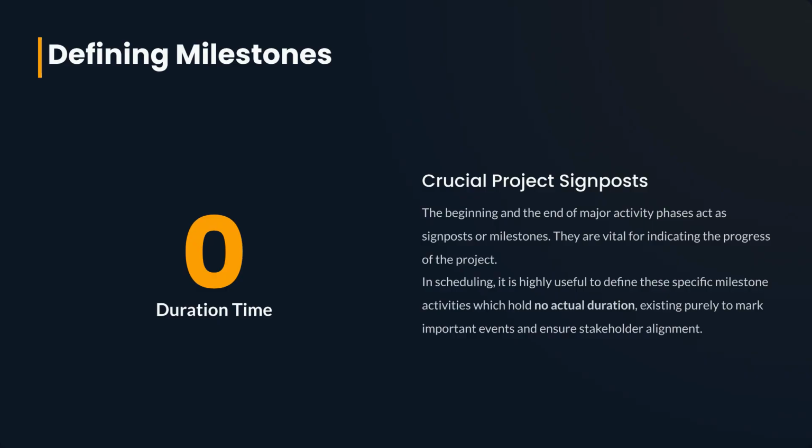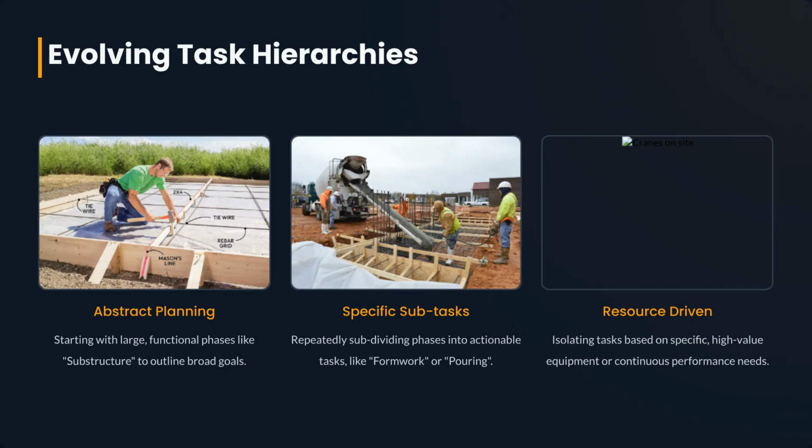As we list out our tasks, we also need to place markers along the way. These are our milestones. Think of milestones as the signposts marking the beginning or end of major phases of the project. They indicate significant progress points. A key thing to remember in scheduling: milestone activities have a duration of 0. They don't represent work being done. They exist purely to mark an important event, like foundation complete or roof watertight, helping to keep all stakeholders aligned on our progress.